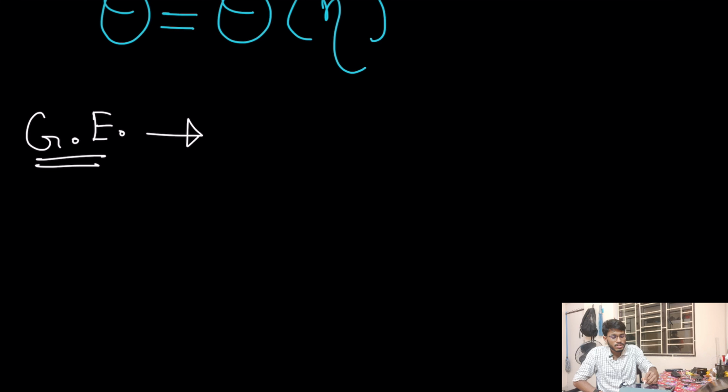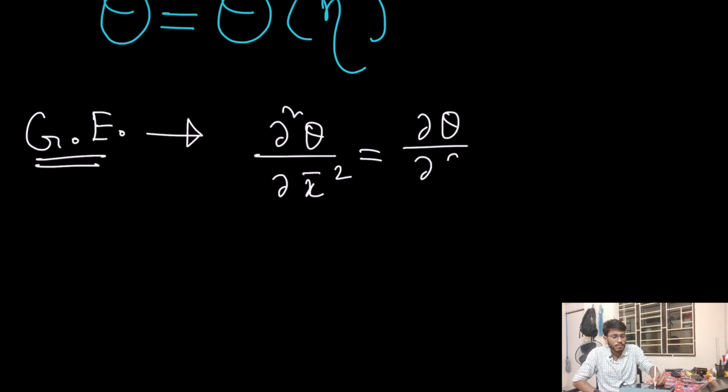So, governing equation. Now let us write the governing equation first. This will be equal to del theta del tau.